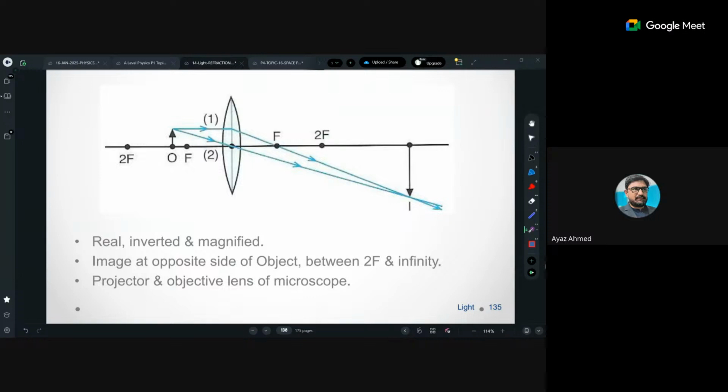That's why this is used in projectors, whatever writing you have is basically magnified. And the objective lens in the microscope, the object is focused on the second lens, and you can see it with the eye, and it appears very big. So these are the uses.